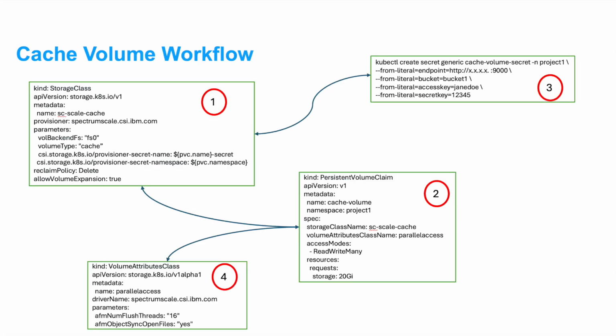In the cache volume workflow, first we create a storage class. Based on that, we create a PVC. Then we create a secret, which is required to communicate with the object store. This has the endpoint, bucket, access key, and secret key. Lastly, we create a volume attribute class, which is required to add multiple tunable parameters to our cache volume.